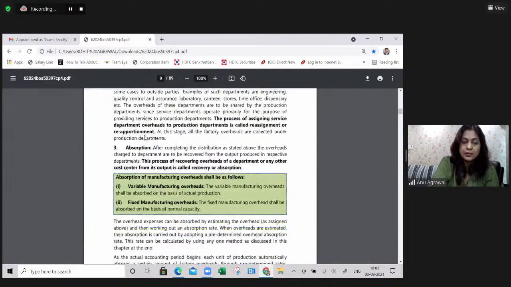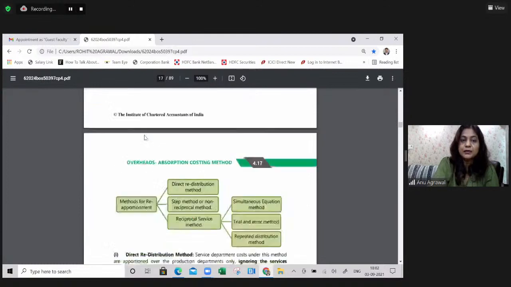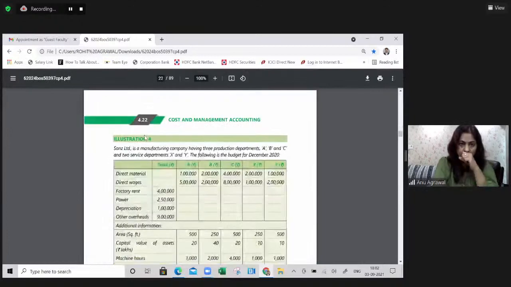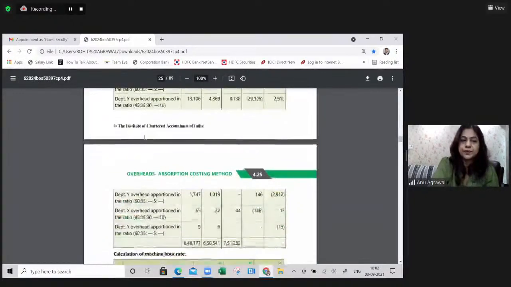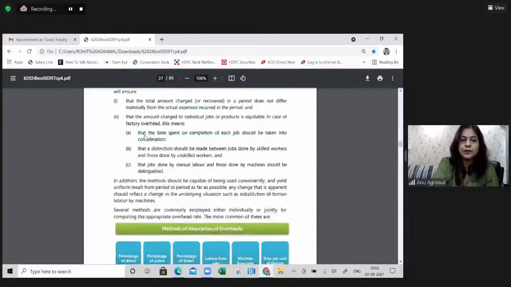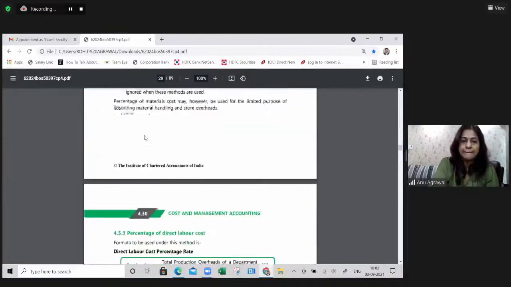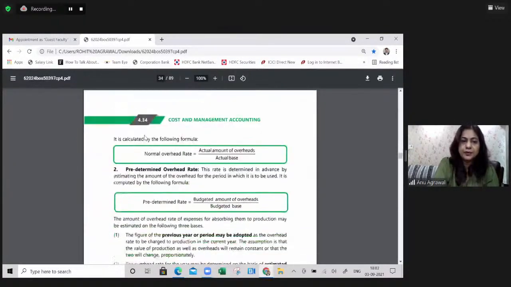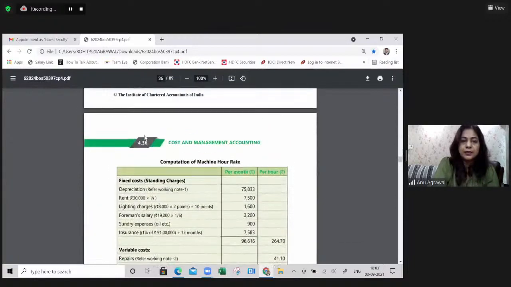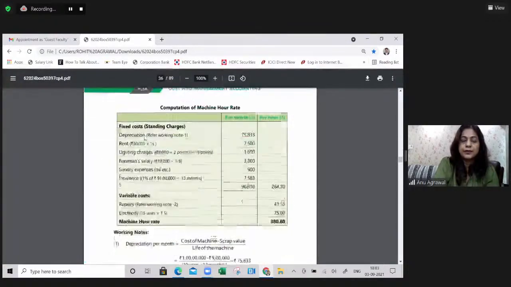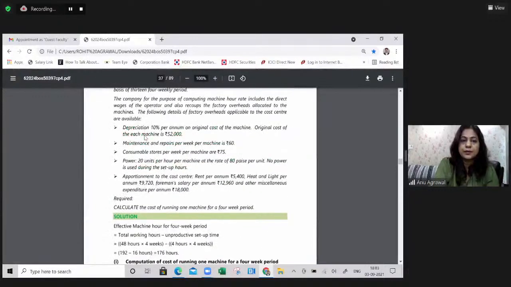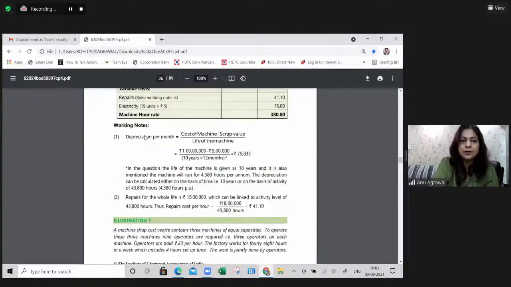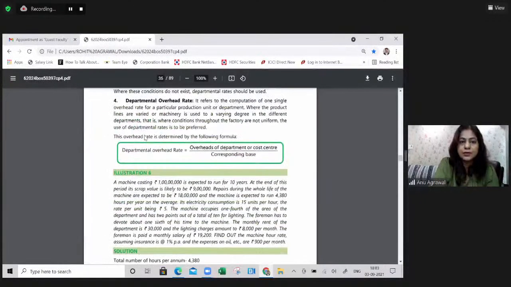Illustration 7. That's what you want to ask me. Okay. This we did. Where is illustration 7? This is 6.